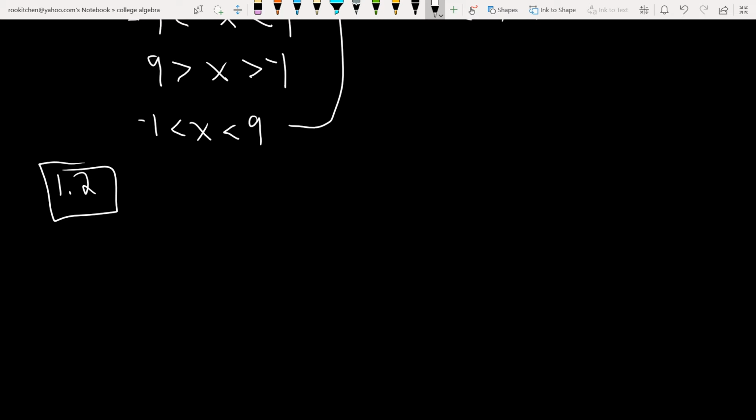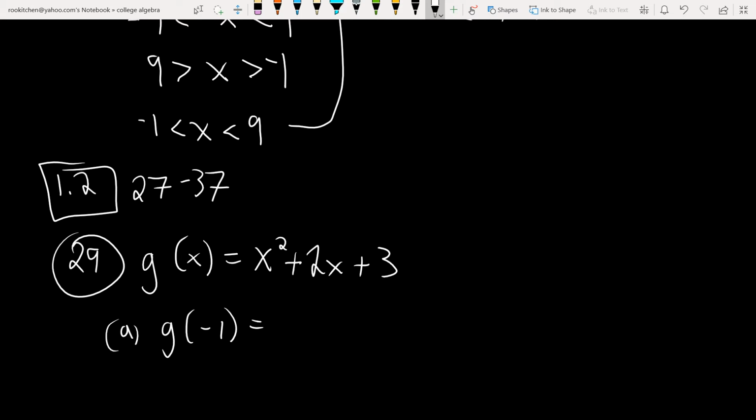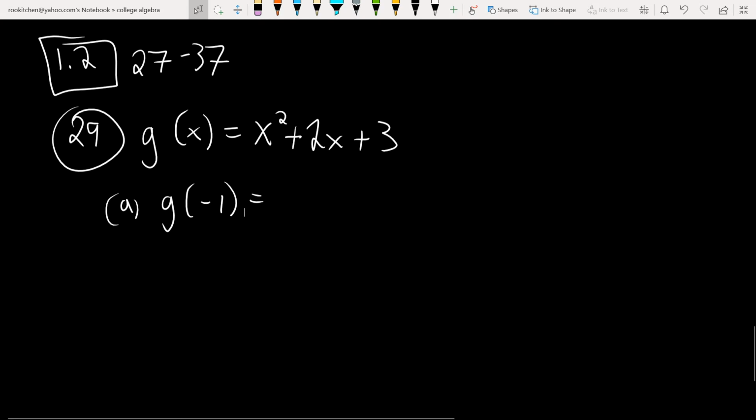So 1.2, I'm talking about questions like 27 to 37. And here we're talking about functions, evaluating functions in particular. So something like 29. And I think I had a quiz on this in one of our mini lectures. 2x plus 3. So we give you a function, and then we want you to evaluate the function at particular values. So g of negative 1. Wherever you see x, you put parentheses with negative 1.